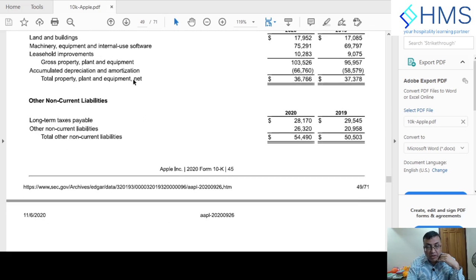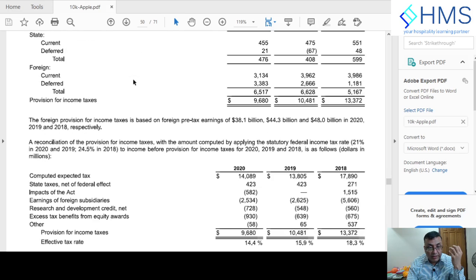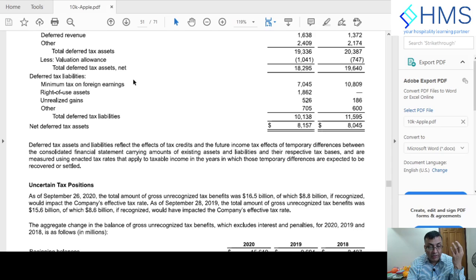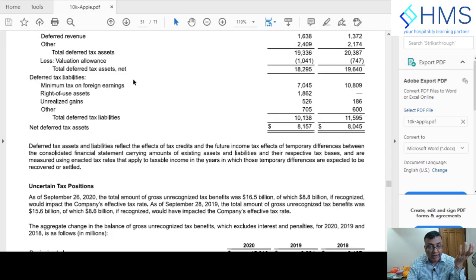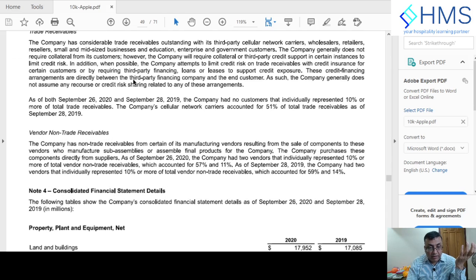However, the information on the other vendor liability and on the vendor assets is missing. So that information is not here, right? You can see that the other non-trade receivable is there. The company has non-trade receivables from certain of its manufacturing vendors, resulting from the sale of components to these vendors who manufacture, sell sub-assemblies and assemble the final product. The company purchases these components directly from suppliers. As of the year end, the company had two vendors that individually represented 10% or more of the vendor non-trade receivables, which accounted for 57% and 11%. The prior year, the company had two vendors that individually represented 10% or more, which accounted for 59% and 40%.